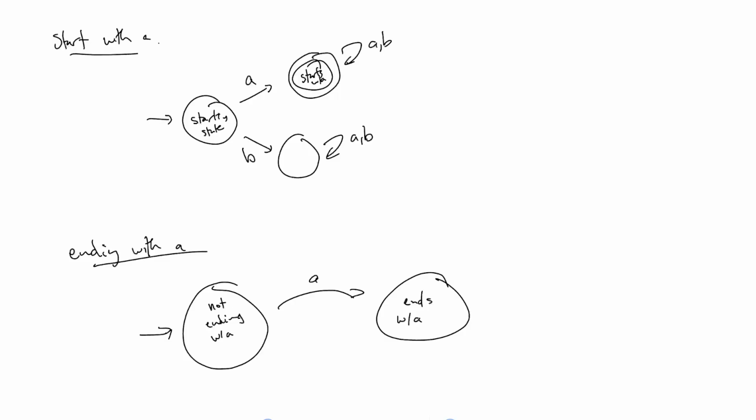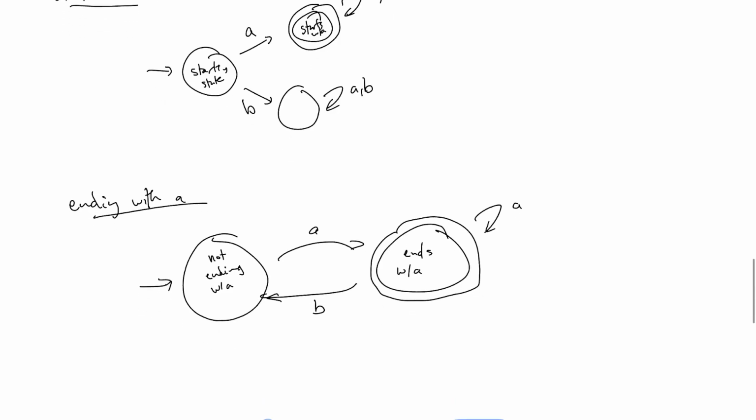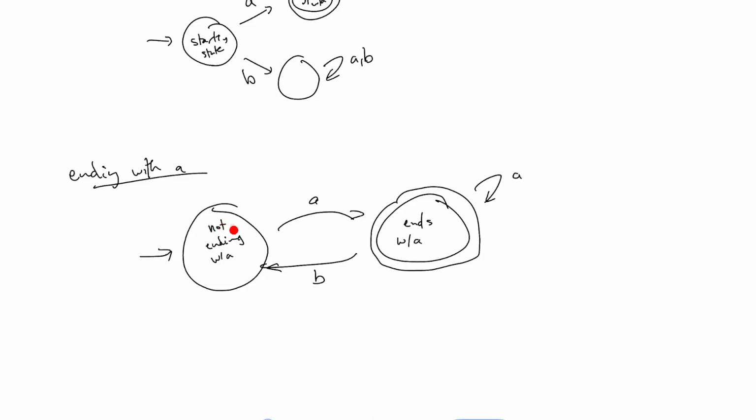Anyway, if it was not ending with A and I see A, now it is ending with A. This should be an accepting state because we should accept when it ends with A. Now, what about the A arrow here? If it ends with A and then you see another A, then it still ends with A. But if it ends with A and you see a B, it no longer ends with A, right? So you should go back there with a B. And then we also need a B arrow here. If your string is not ending with A and you see another B, then it's still not ending with A. So it's like this.